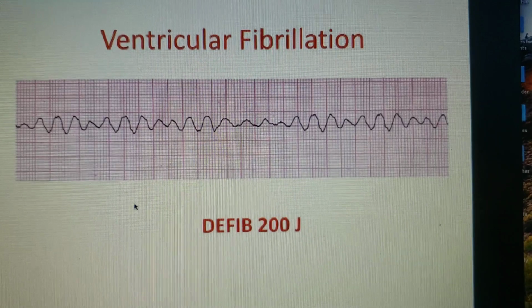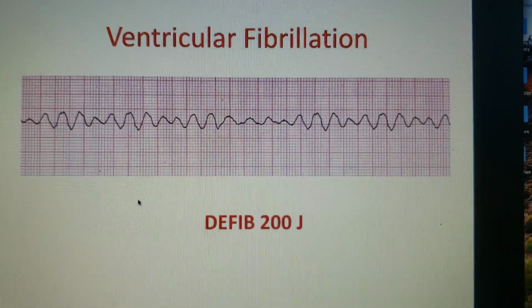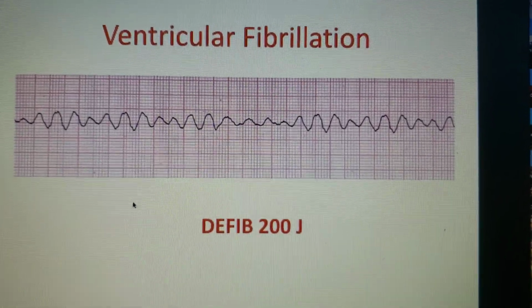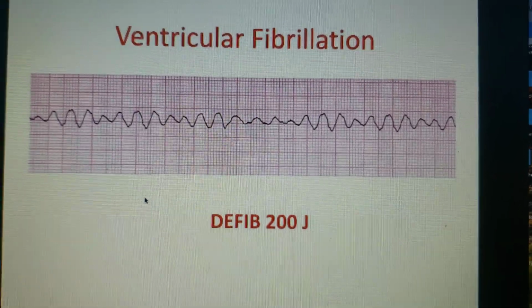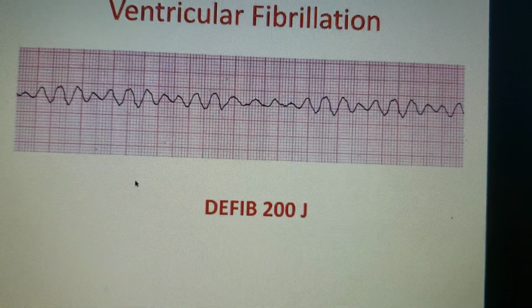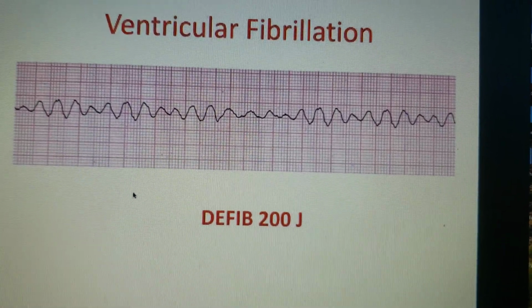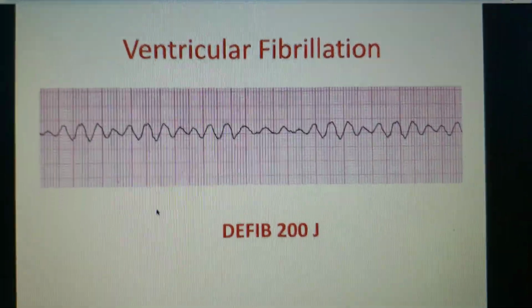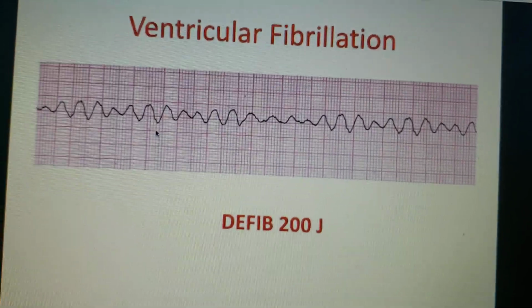Okay, ventricular fibrillation. Now this is the ventricles doing this, not the atria. When the ventricles are doing this, there's no contraction happening, which means this is pulseless. Whenever you see this, just big wavy lines across the screen, that's ventricular fibrillation. You start CPR, get the pads on, and defibrillate as quickly as possible. So this is coarse VFib.